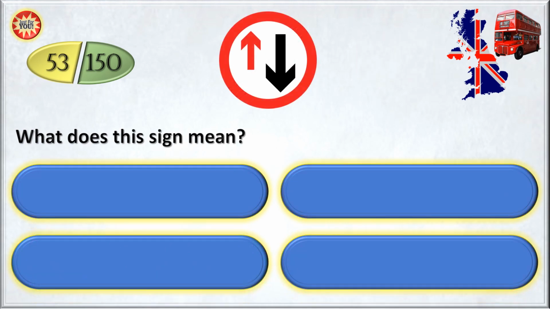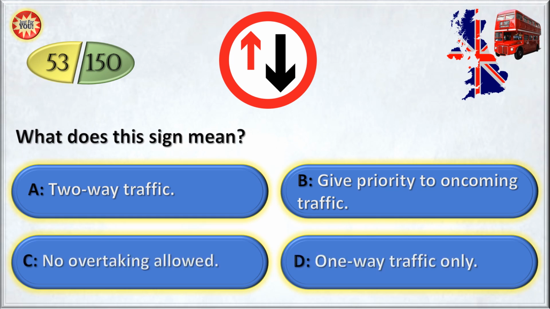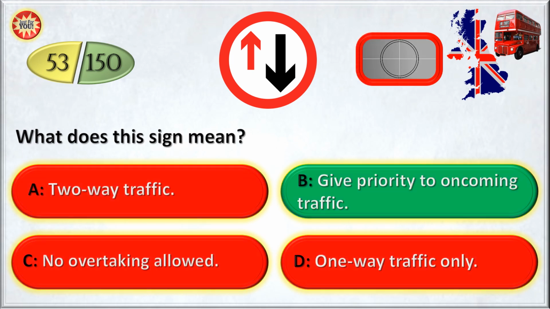What does this sign mean? Two-way traffic. Give priority to oncoming traffic. No overtaking allowed. One-way traffic only. Give priority to oncoming traffic.